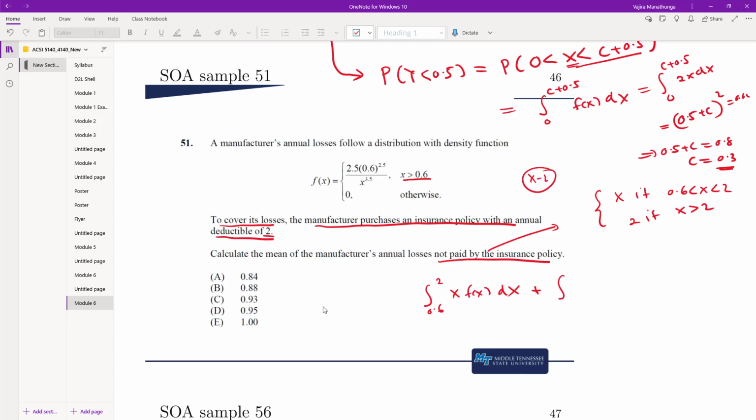So here we again integrate from 2 to infinity, 2 times f(x). This is more like 2 being the policy limit. If you look from the insurance holder side, this is the calculated not paid amount. So when we integrate, this looks like a constant, and we can do the integration, and the answer should be close to 0.9342.